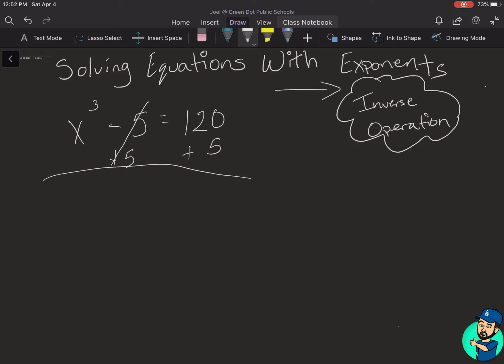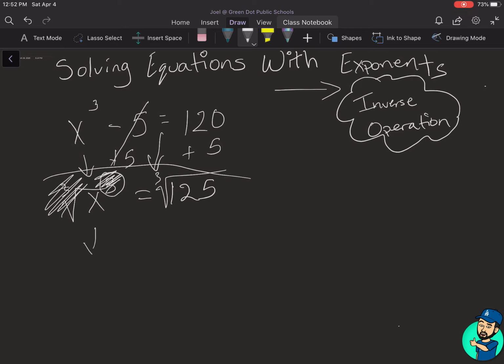Now the 5's cancel out on the left hand side. I bring down the x to the third power. I bring down the equal sign. 120 plus 5 equals 125. Again, to get rid of this cubed, you need to use a cubed root. Now the cubed root gets rid of the cubed. I bring down x, I bring down the equal sign.